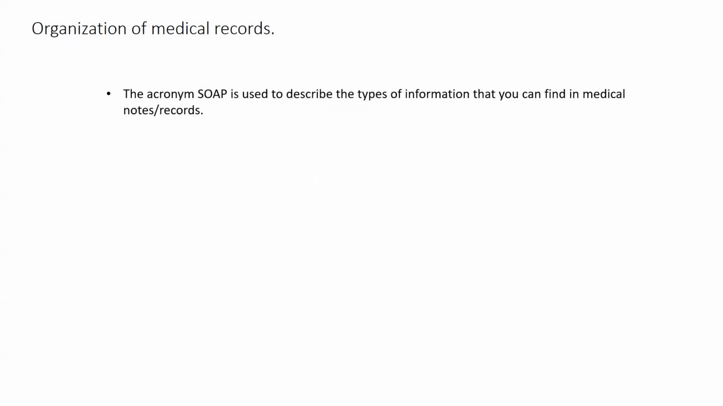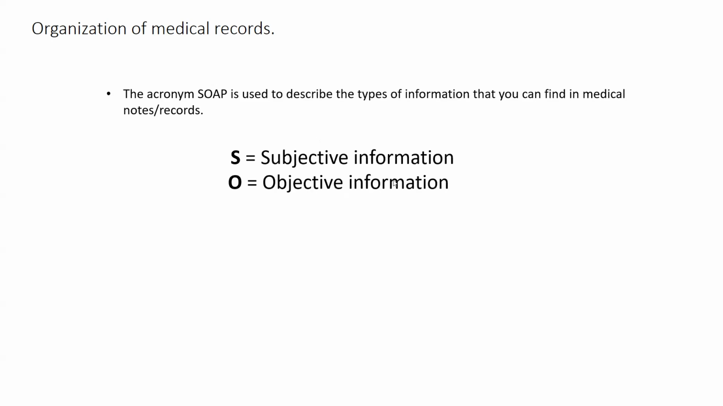So this is how they are organized. We use the acronym SOAP to describe it. You may have heard this before, so forgive me if you already know this. S stands for subjective information. O stands for the objective information. A is the assessment of the patient at that moment. And then P is for where do we go from here?